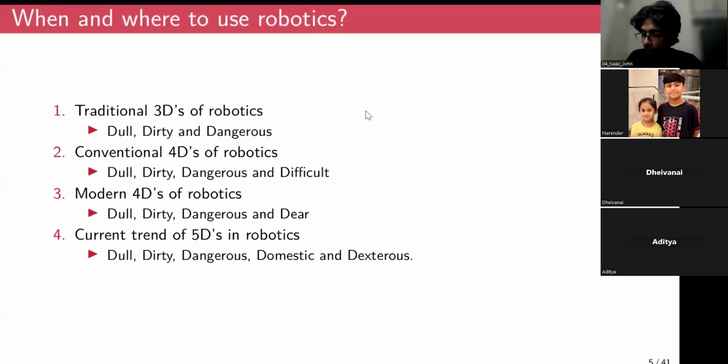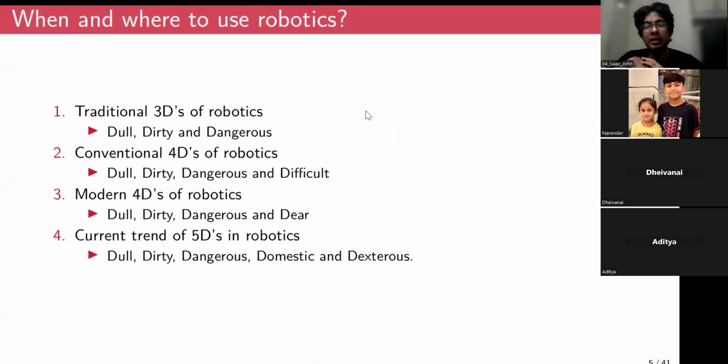Okay, now moving on, we are still at the introductory part of robots. We still haven't targeted ourselves at mobile robots. We are still on the introductory part. Now, this slide basically says when and where to use robotics. What are the feasible applications where we can use robots.